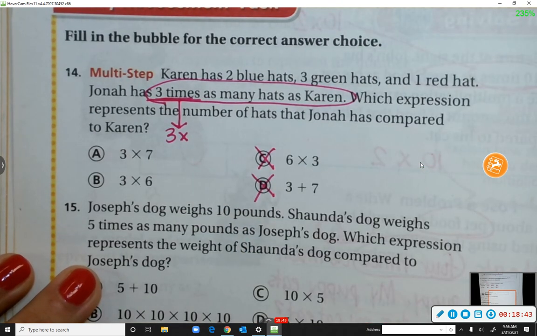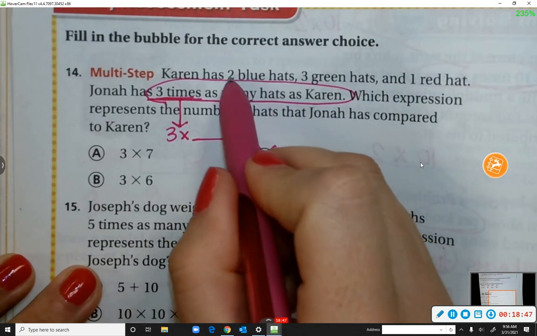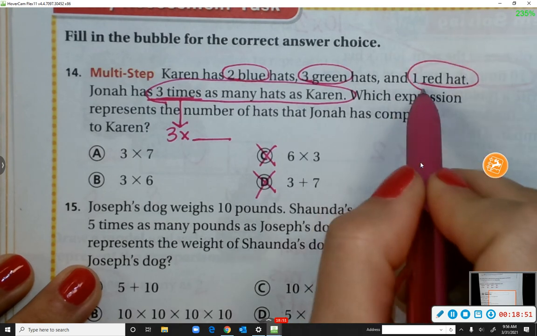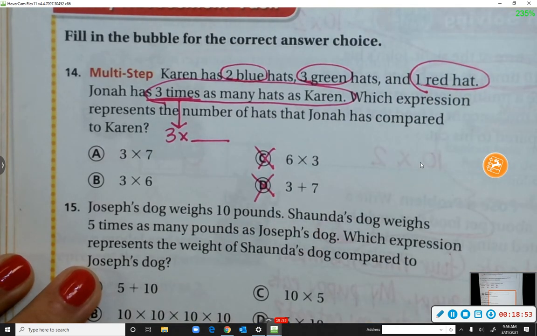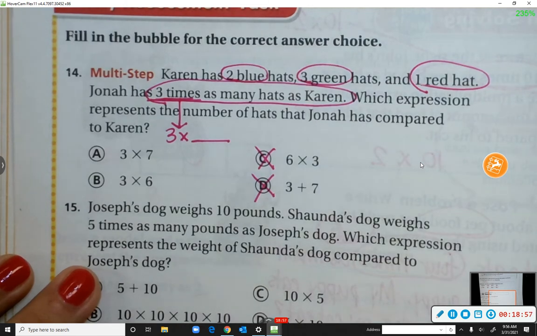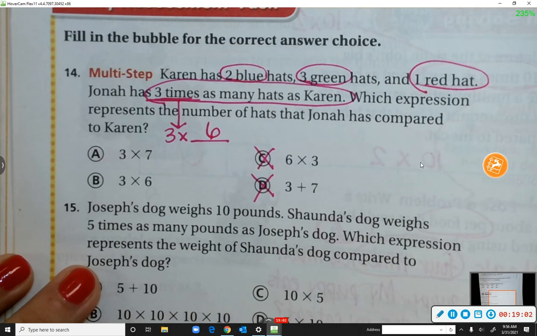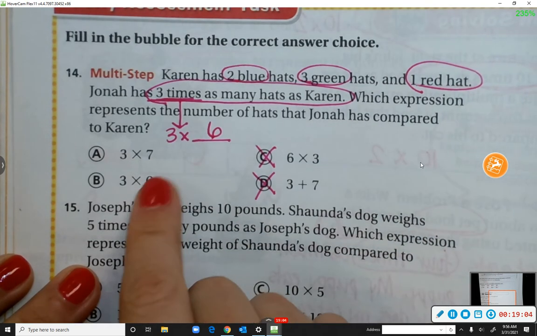Okay. Now we need to figure out how many hats Karen has. Well, she has 2 blue, 3 green, and 1 red. How much is that in all? 6. Good. So 3 times 6. Now we know the correct answer is B.